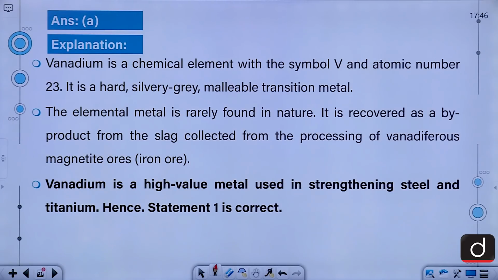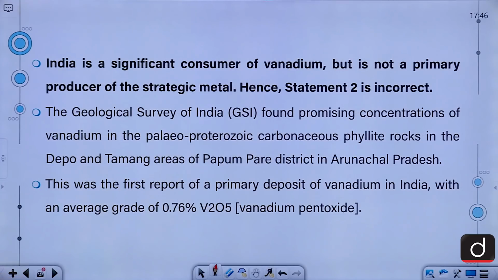Vanadium is a high-value metal used in strengthening steel and titanium as well. India is a significant consumer of vanadium, but it is not a primary producer of the strategic metal. The Geological Survey of India found promising concentrations of vanadium in the Paleoproterozoic carbonaceous phyllite rocks in the Depo and Tamang areas of Papumpare district in Arunachal Pradesh. This was the first report of a primary deposit of vanadium in India with an average grade of 0.76%.